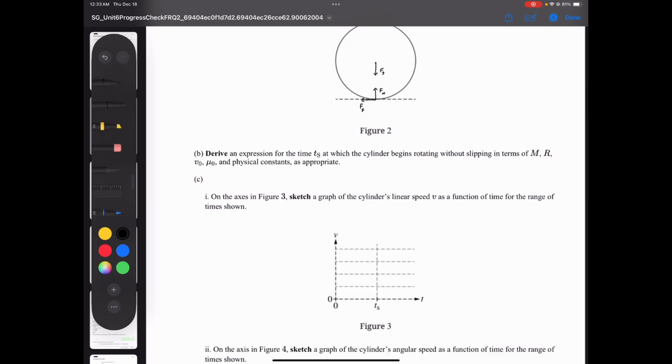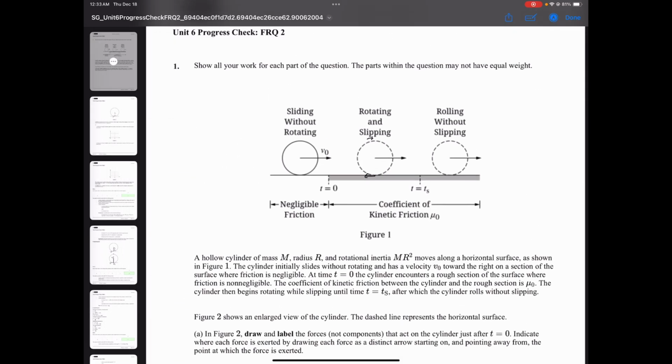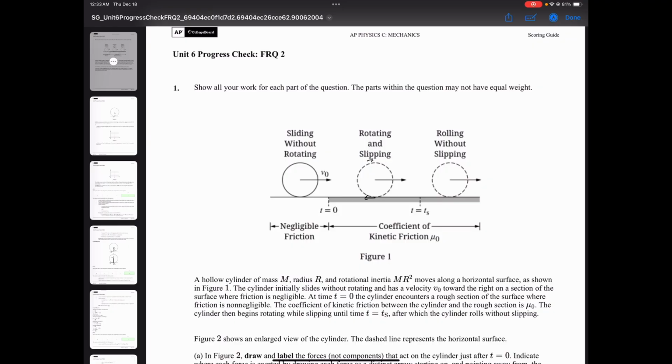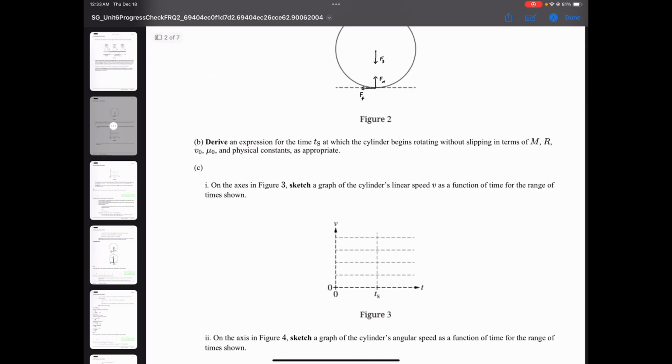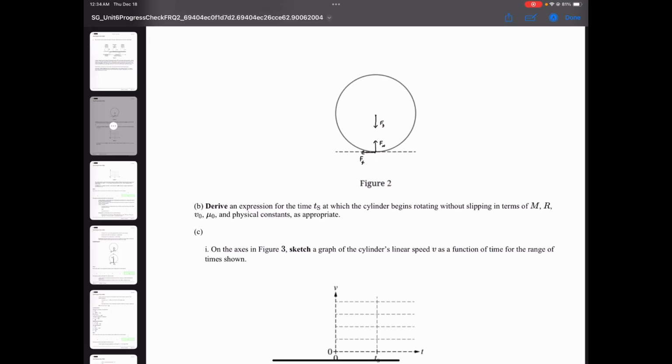Then for part B, we have to derive an expression for the amount of time it takes for the cylinder to rotate without slipping. At the very, very beginning, it's not rotating. But at t equals 0, it starts to rotate while slipping as the kinetic friction acts on the cylinder. And then at time t equals ts, that's when it's no longer slipping. The way we're going to approach this is to set up our net torque and our net force equations.